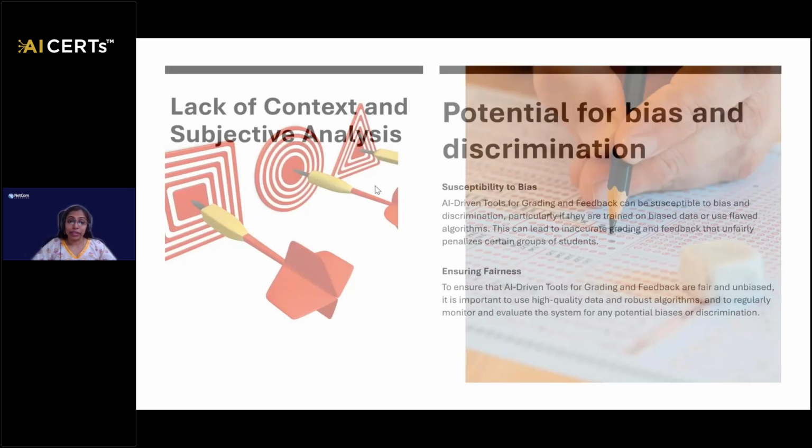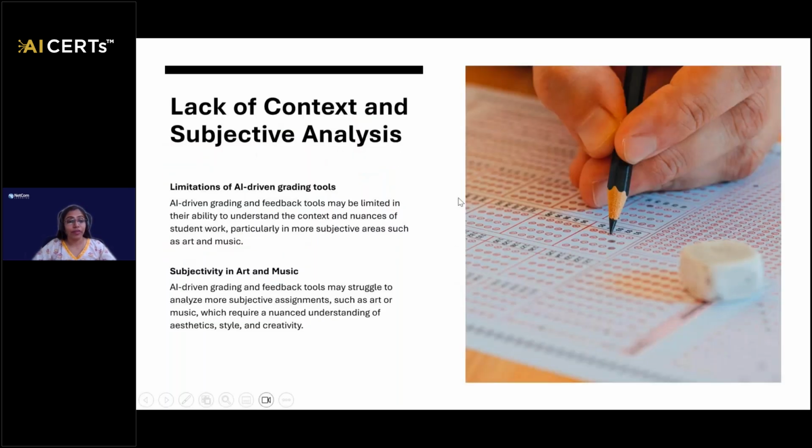Lack of context and subjective analysis. So, limitation of AI-driven grading tools. Basically, your AI-driven tools come with some limitations, and they may be limited in their ability to understand the context. As I said, I may have trained my model on ABC, but my student is writing a different aspect of the question, which may have DEF involved in the answer, and my AI is not trained on DEF. It may not consider DEF as the correct consideration or answer.